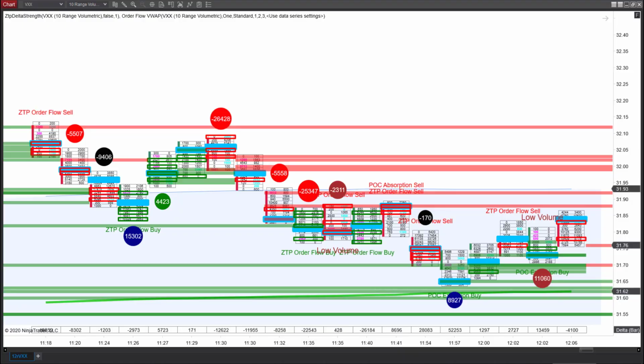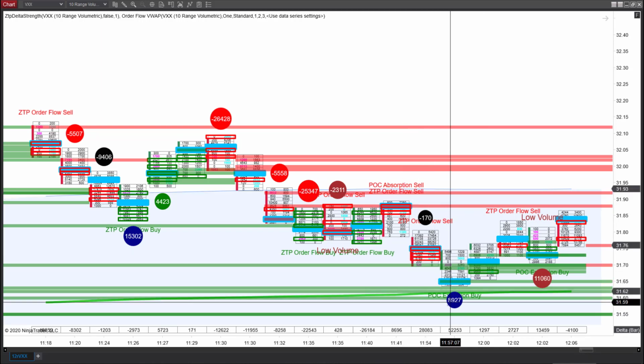The second thing we can do is put the VXX on a 10 range chart with our delta strength, and we see these great delta strength numbers coming in at highs and lows along with our regular order flow. I'm really only looking for 3 order flow signals here, both of the POC order flows and the ZTP order flow. So I've got it set just for that.